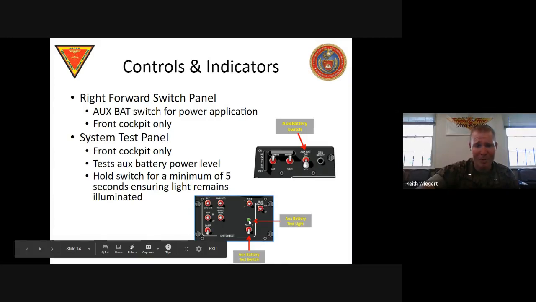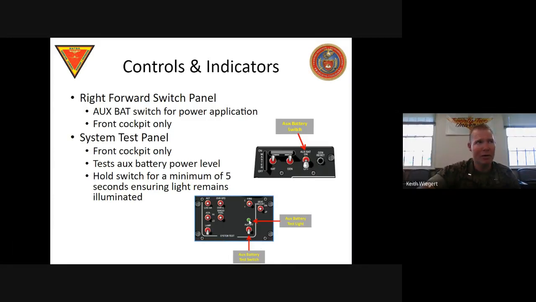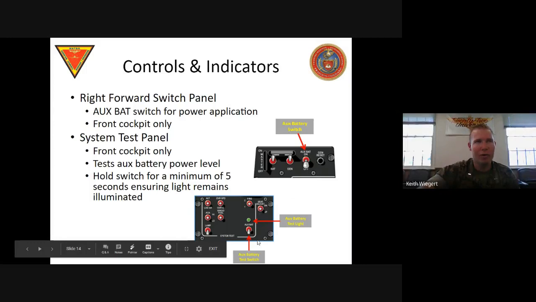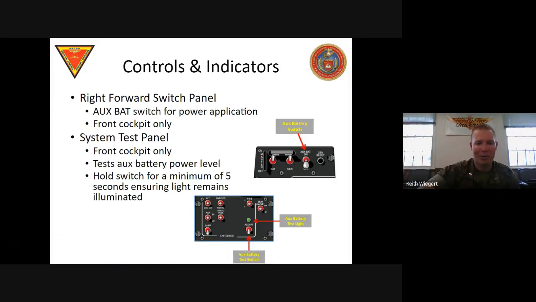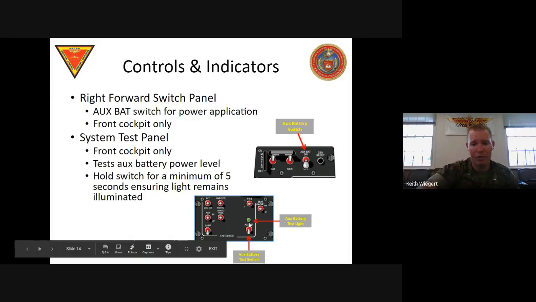Your system test panel does have an aux-bat test switch that you use when you're doing your before exterior inspection checklist, right? So before your pre-flight, you're going to be going through and testing a whole bunch of things. One of those things includes testing to see if you've got a good aux-bat. What you're going to do is press and hold the switch up for about 5 seconds. If that little green light stays on for more than 5 seconds, then you've got a good aux-bat in the aircraft. That's what you're looking for.